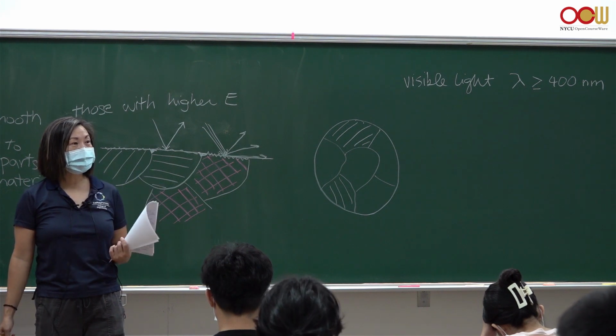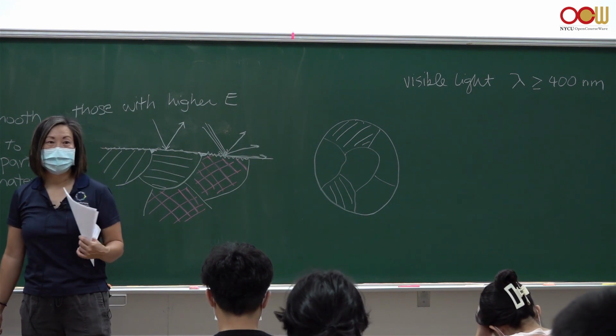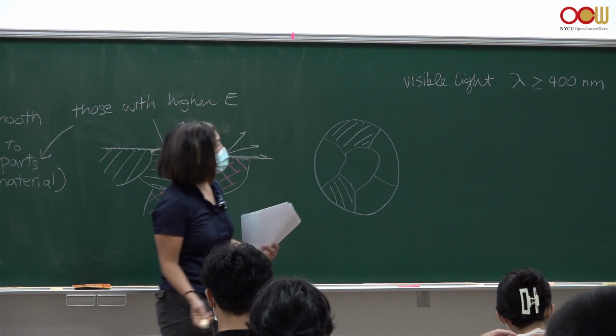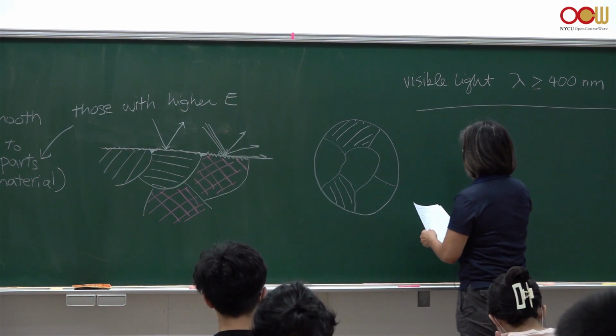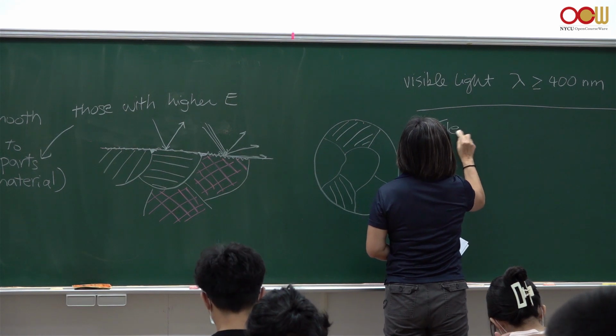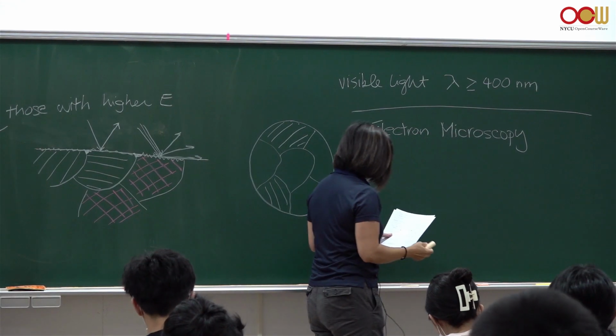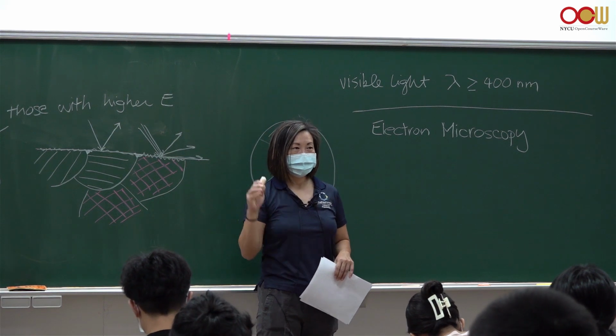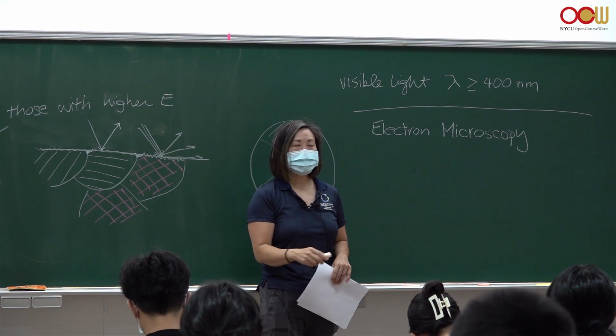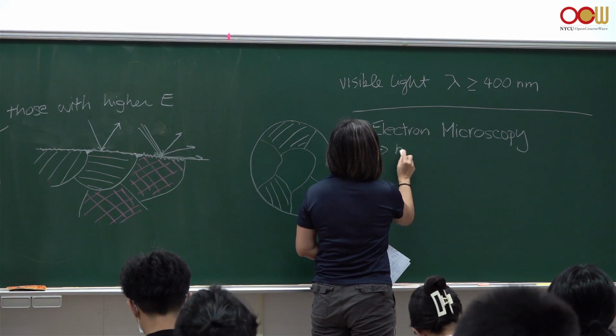So if you wanted to look at things even smaller than, say, half a micron, then you need to use electron microscopy. Okay. So instead of shining a beam of light at your material surface, you're using a beam of electrons.